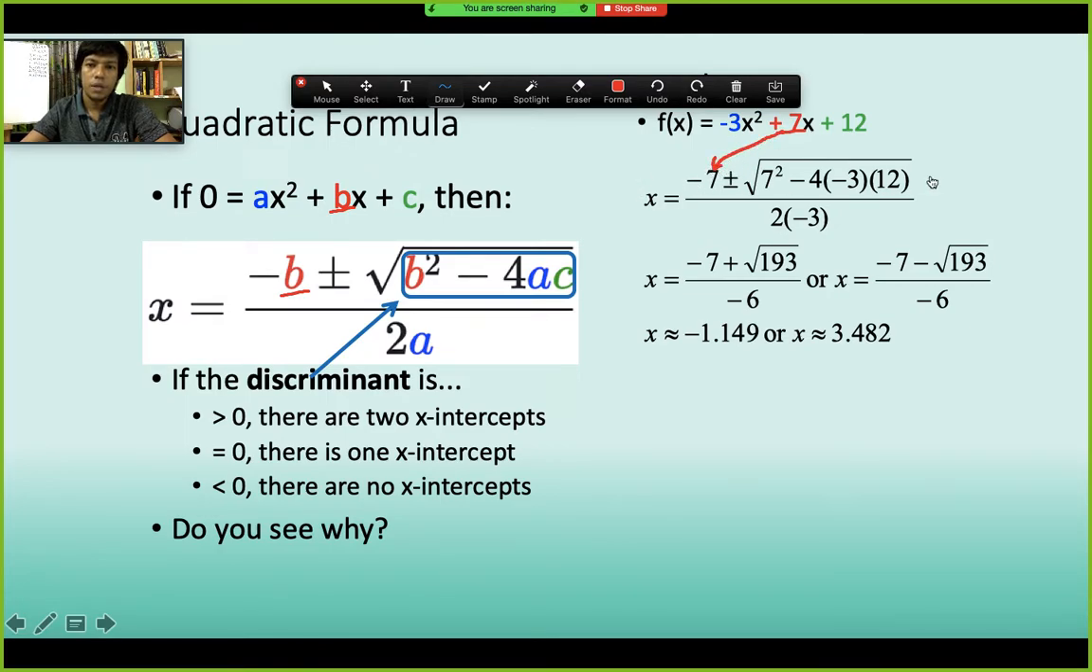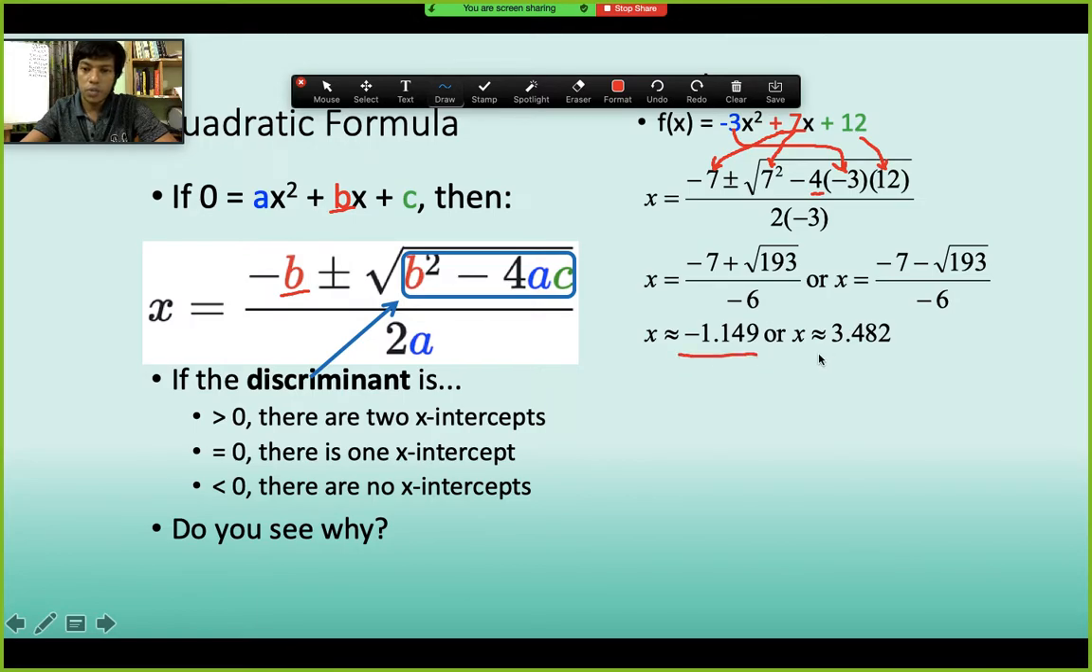Okay. Then b square. Again b square. Minus 4ac. This is 4, from the formula. Then ac. a means minus 3. This is a. Then c. Then you do some calculation. You get square root of 193 for the plus answer and for the minus answer.